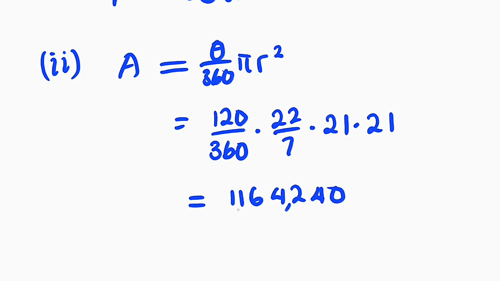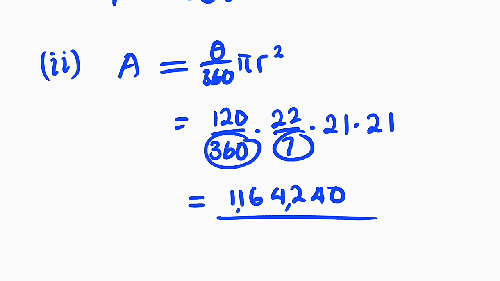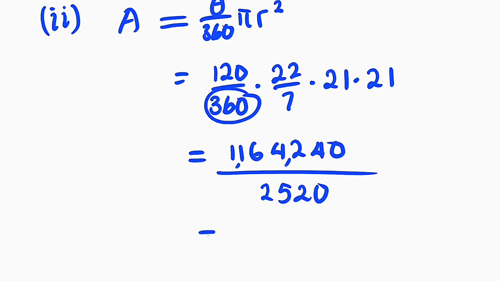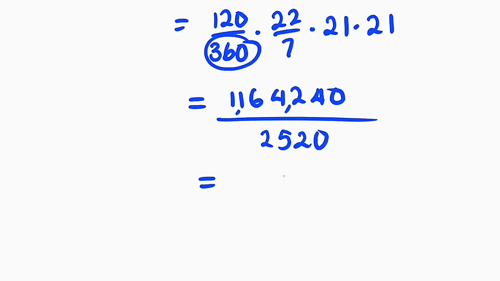1,164,240. Then we divide by 360 times 7, and this is 2,520. Then we divide. This is exactly equal to 462 cm squared, and hence this is said to be the area of that sector.